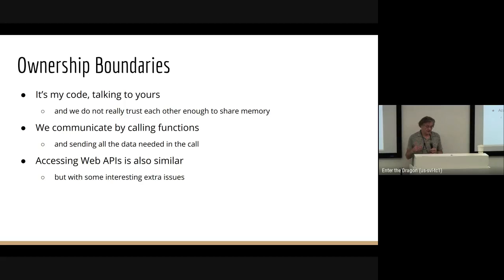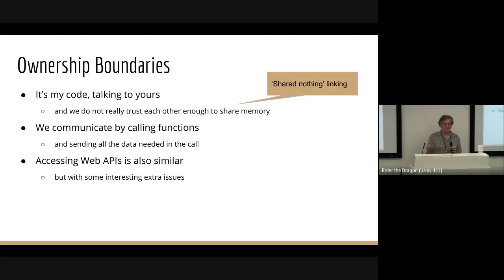And the web API, or the host API more generally, is an example of the same kind of thing, where the host doesn't trust me and I don't necessarily trust the host that much. And we still need to get our stuff done. So there are additional extras in the case of web APIs, but essentially the host embedding is a very similar kind of scenario to the module-to-module setup. So if it's my code talking to your code, we have a way of talking about this, which is a form of linking but sharing nothing. So we call this shared nothing linking.